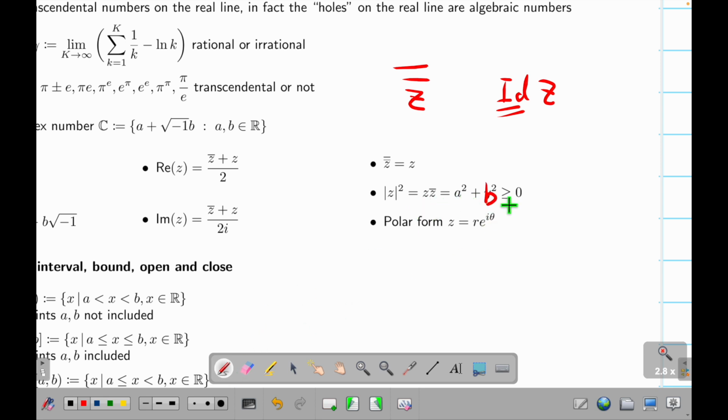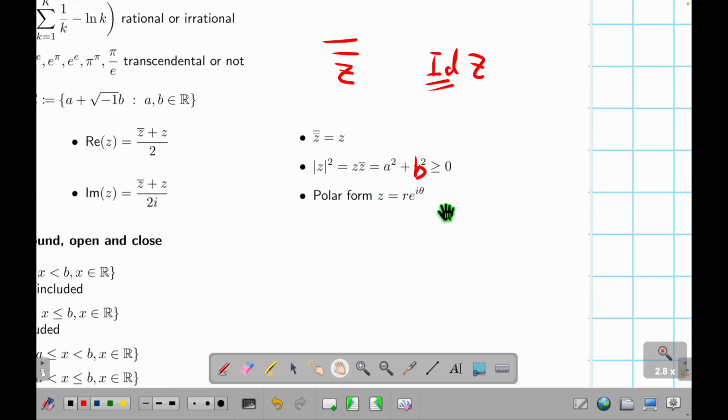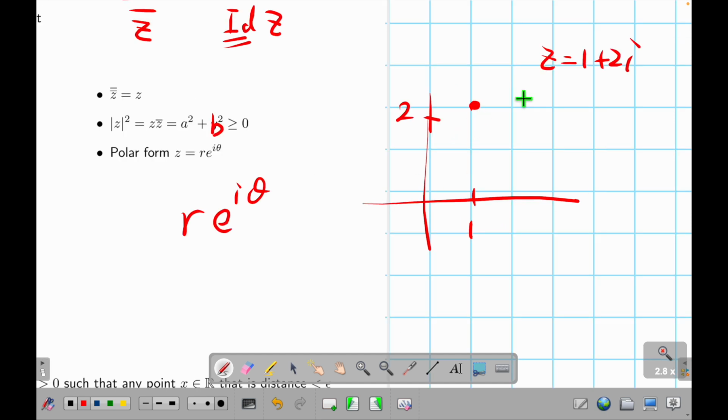Okay, I also made a mistake. This will be b. Okay, but anyway. And lastly, this is called polar form. So any complex number can be written as r times e to the i theta. This thing is a coordinate representation in the rectangular coordinate. But I can also represent this as: this is my r and this is a theta.